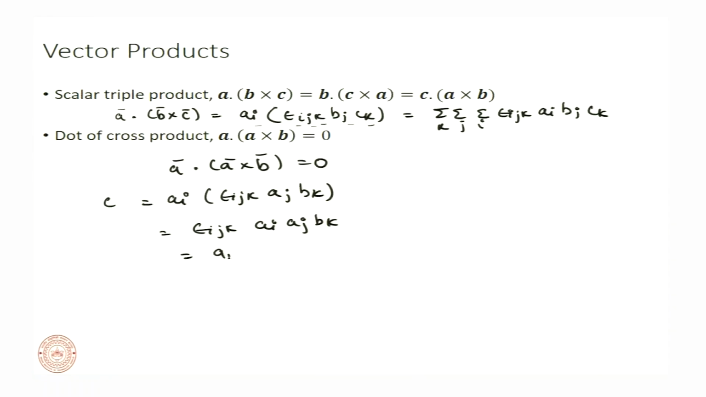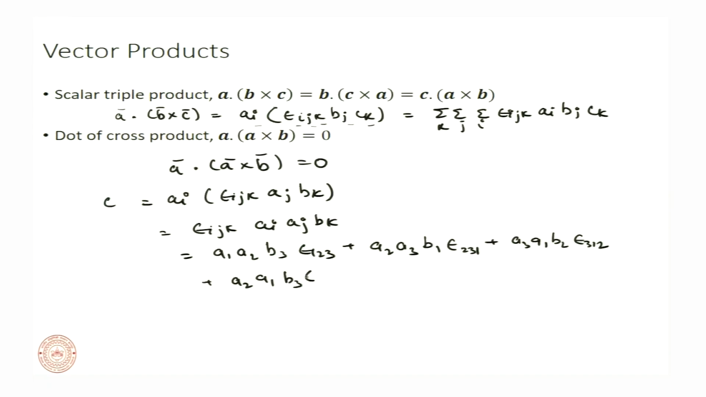So this will be a1 a2 b3 epsilon 123 plus a2 a3 b1 epsilon 231 plus a3 a1 b2 epsilon 312, and then we will have the other terms: a2 a1 b3 epsilon 213 plus a3 a2 b1 epsilon 321 plus a1 a3 b2 epsilon 132.